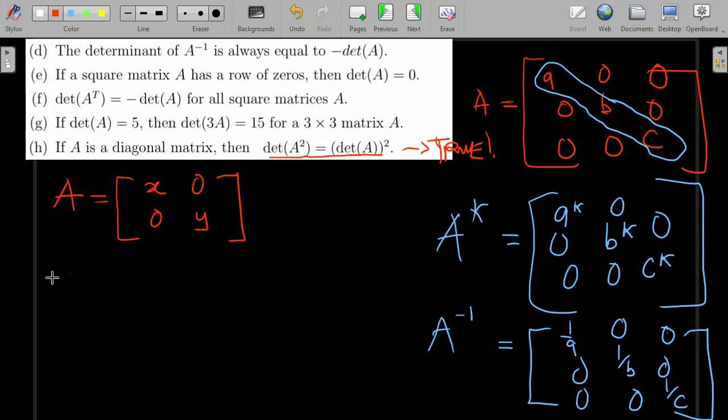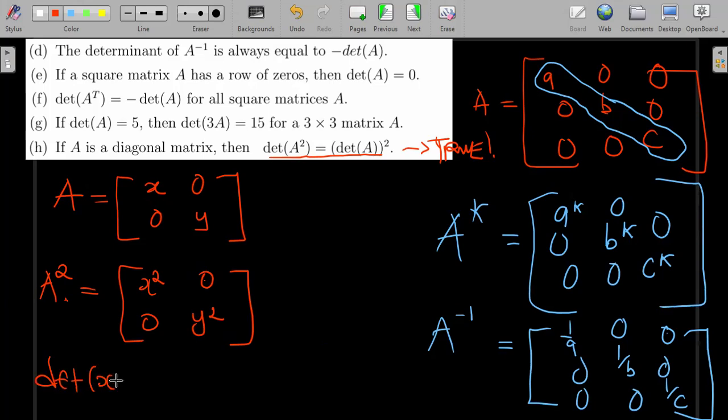Okay, so let's find A squared. Because this is a diagonal matrix, we're just going to square this part. So it will be X squared, 0, 0, Y squared. As simple as that. Now let's find the determinant of this, and then see if it's equal to the determinant of A, squared. The determinant of A squared is X squared multiplied by Y squared, minus 0. So it's just X squared Y squared.